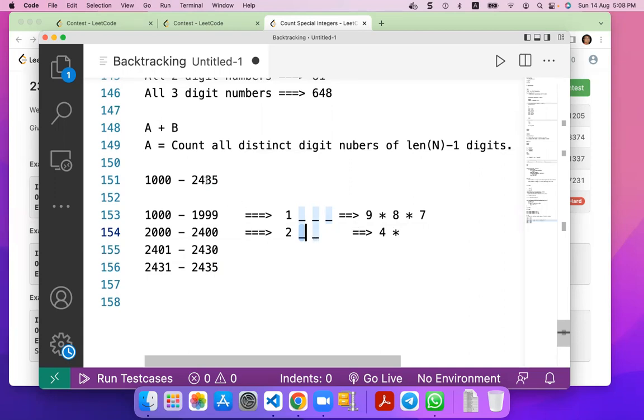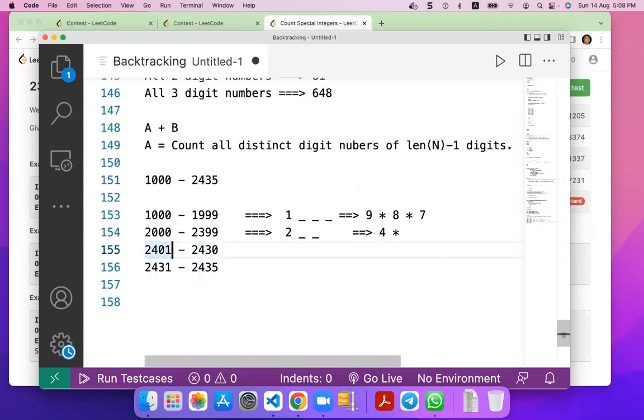Or even if we want to be on the safe side, what we can do is break the ranges in such a way that we go up to 1 less than the next digit. The next digit was 4 here. So go with 2300 up to 2399, that will be safe. So we are restricting ourselves to 1 less than 4.